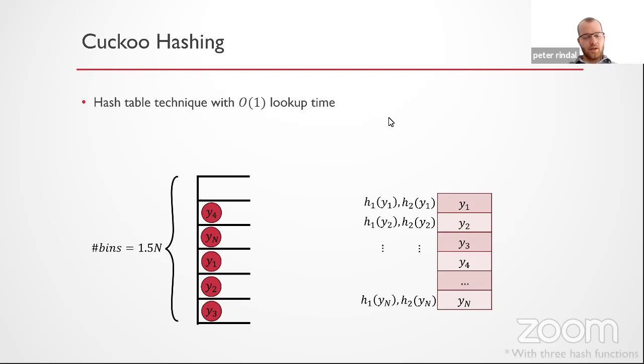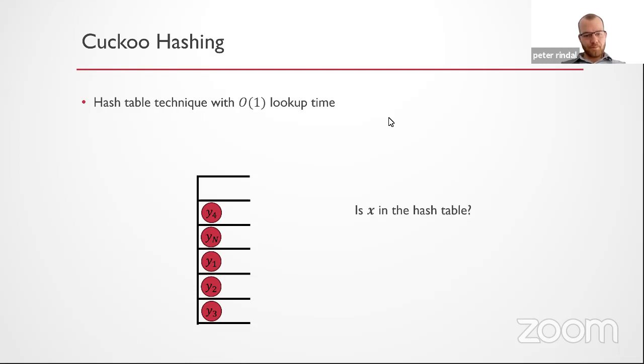And you can show that if the number of bins is like 1.5 times the number of items, then using this Cuckoo hashing technique will succeed with overwhelming probability and have one item per bin. And then we can ask, okay, we have some item X, and we want to see whether X is in the hash table. Well, it's pretty easy. We just look at the two locations that X gets mapped to. And if X is in the set of Y, then one of these two spots will hold it.